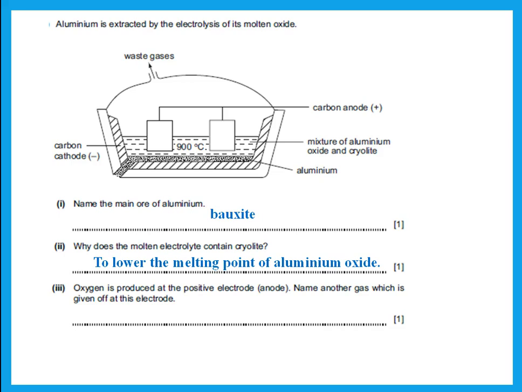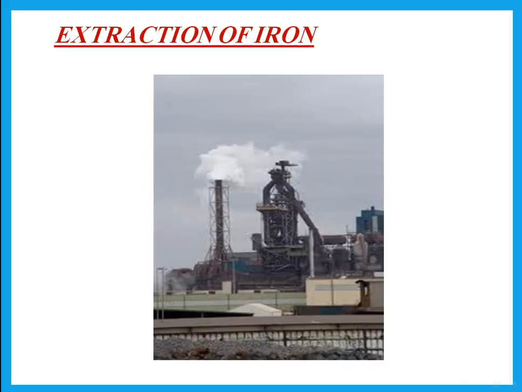Okay, oxygen is produced at the positive electrode. Name another gas which is formed at the positive electrode. Of course, we said when the oxygen is formed at the positive electrode, then the carbon electrode burns in the oxygen and it forms carbon dioxide gas. Okay, that's extraction of aluminium.